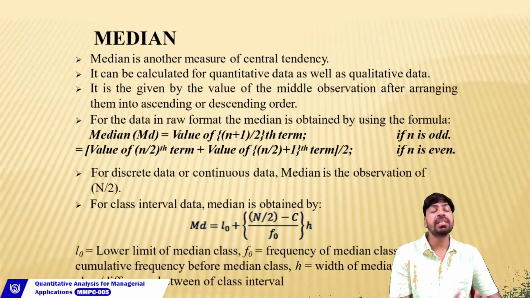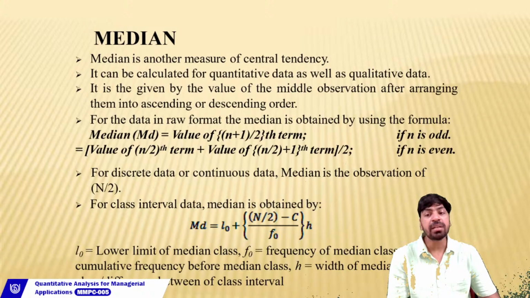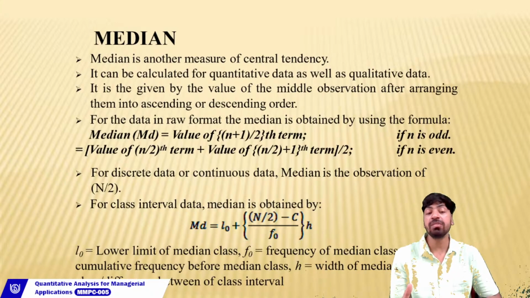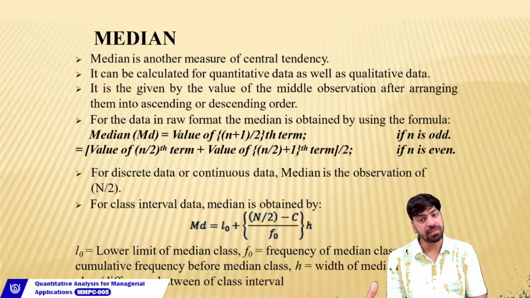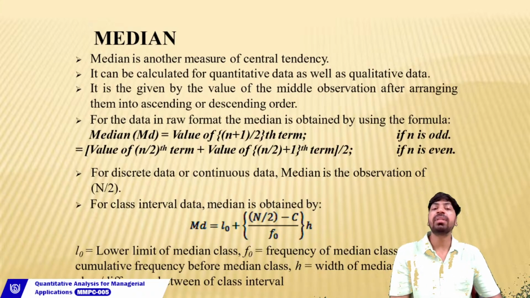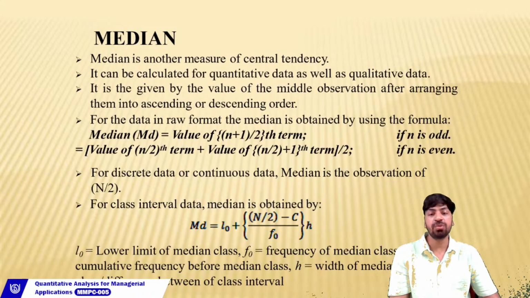When we talk about discrete or continuous data, the median is the observation at n by 2. So in terms of continuous data, we use the formula n by 2. If we talk about individual or raw data, or a discrete series, we use the (n plus 1) by 2 item or term.